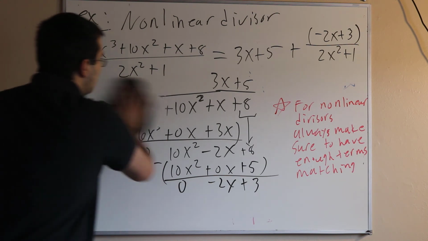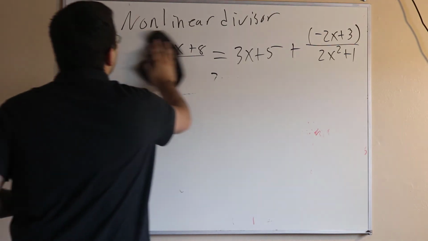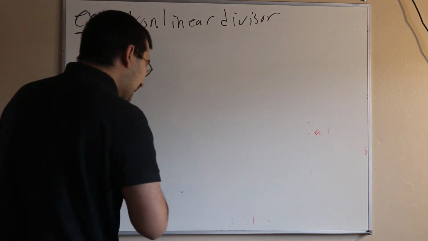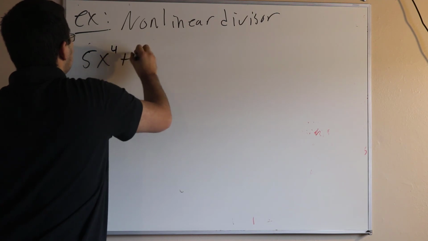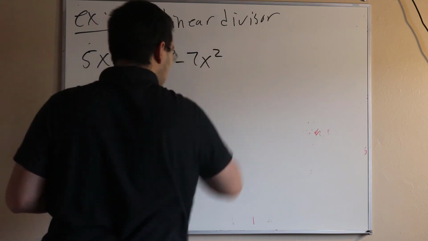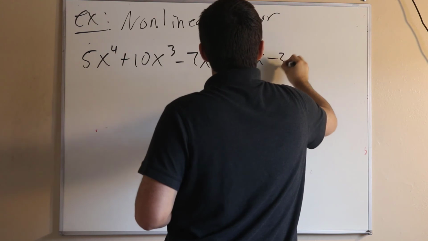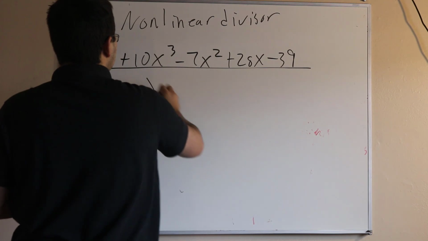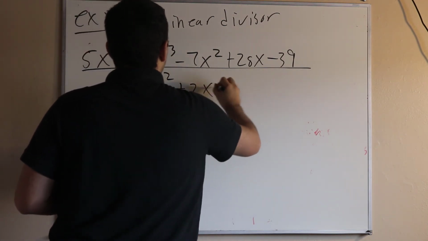Okay, so I'm going to go ahead and erase all this. So let's go ahead and do another nonlinear example. We'll do 5x to the 4th plus 10x cubed minus x squared plus 28x minus 39. This is a long one. We'll divide this by x squared plus 2x minus 4.